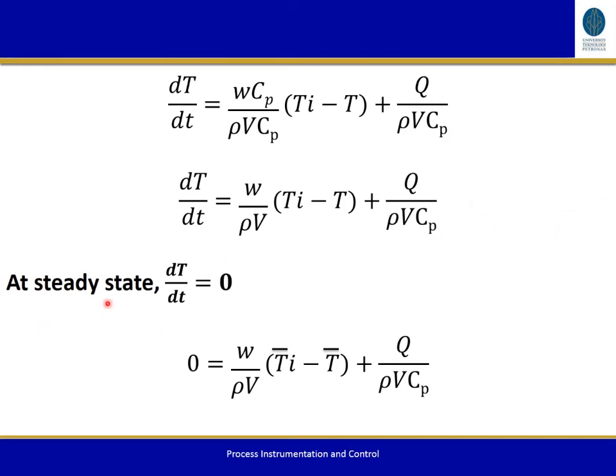At steady state, it is said that dT over dt equals to 0. Thus this differential term will become 0, and w over rho V times (Ti bar minus T bar) plus q bar over rho V cp equals 0, and this is the equation for our steady state.